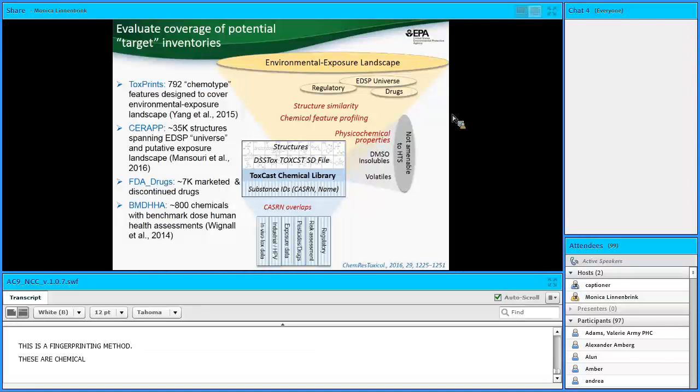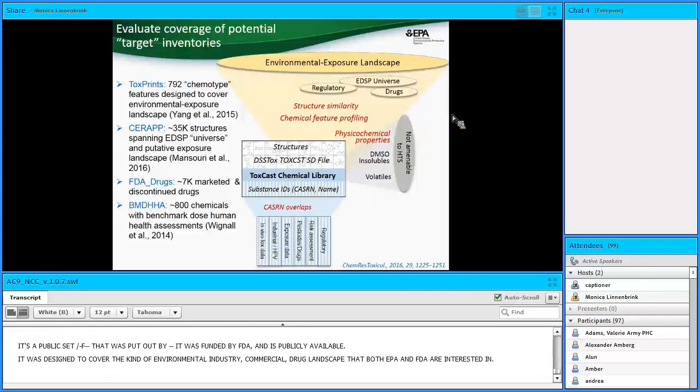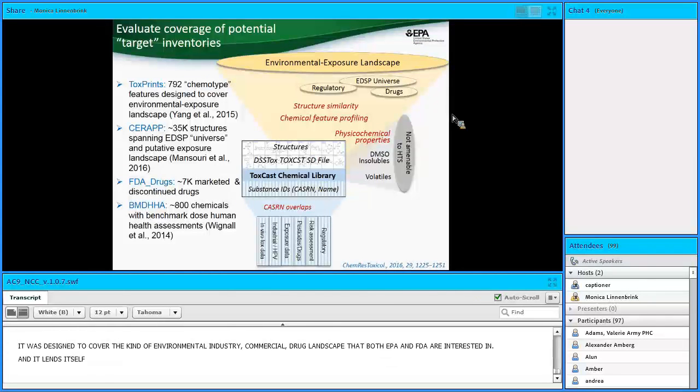It's a public set that was put out by, it was funded by FDA and is publicly available. It was designed to cover the kind of environmental and industry, commercial, drug landscape that both EPA and FDA are interested in. And it lends itself to computation, to visualization, and to sharing. So I have begun using these in a number of applications. I will use them in some of the comparisons to show you.